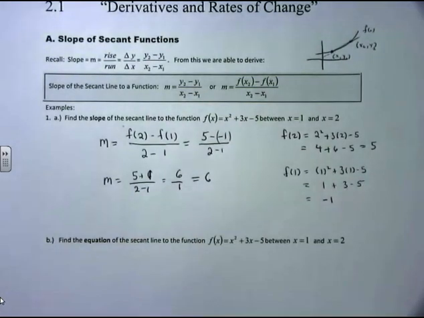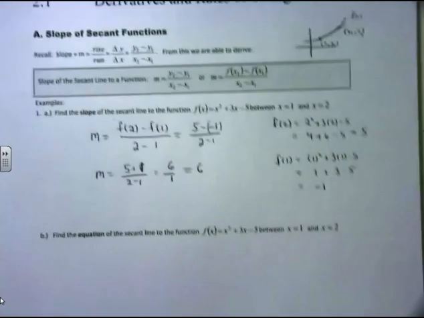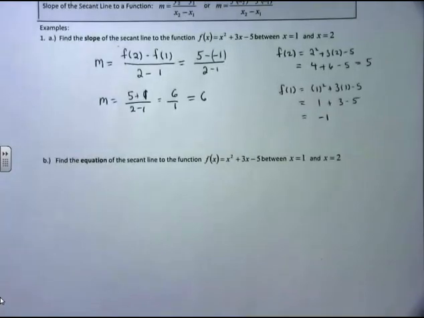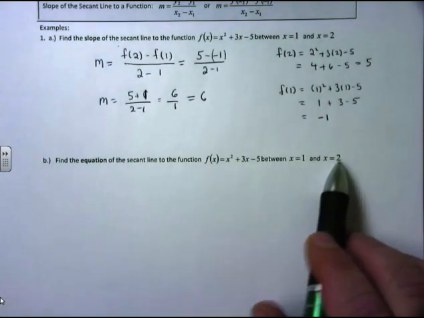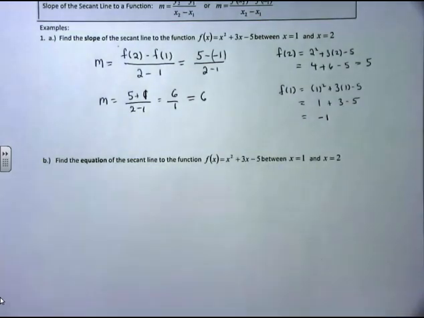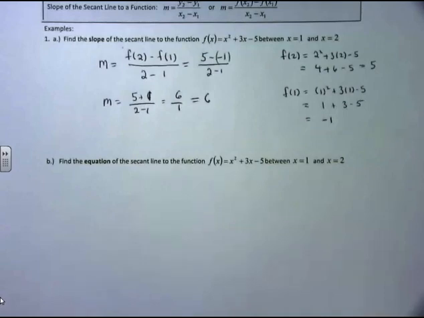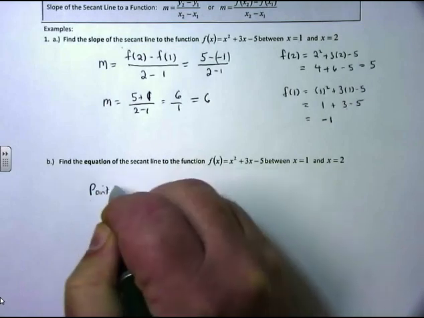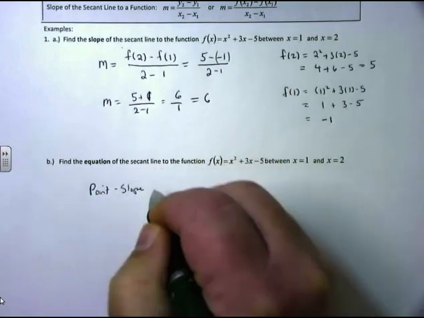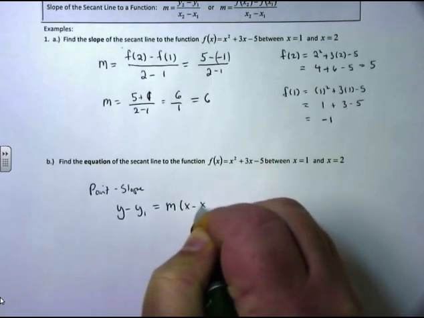And again, all a secant line is, is a line that connects 2 points on a given particular function. Now look at part B on this one. Now we want to find the equation of the secant line of the function f of x equals x squared plus 3x minus 5 between the points 1 and 2. So it's the same problem here, but now we want to find the equation of a secant line. Whether it's a secant line or any other kind of line, anytime you need to find the equation of a line, you want to use the point slope formula. That point slope formula is y minus y1 equals m times x minus x1.